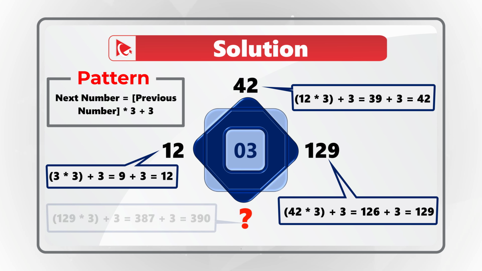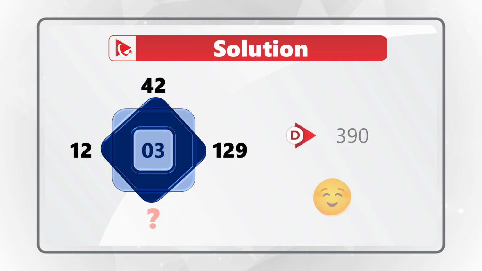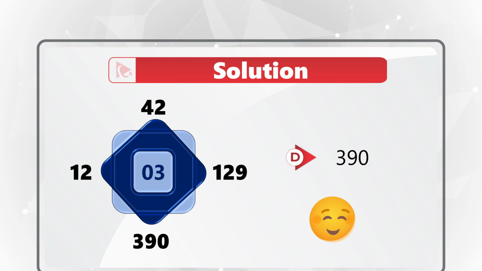And then the missing number, if you follow the pattern, the 6 o'clock number, is calculated as 129 multiplied by 3 plus 3, which equals 387 plus 3, which equals 390. So the correct choice here is choice D, 390. Hopefully you've nailed this question and now know how to answer similar problems on the test.